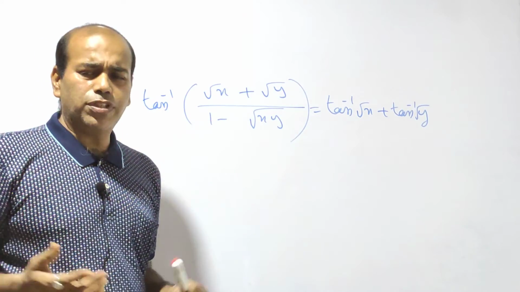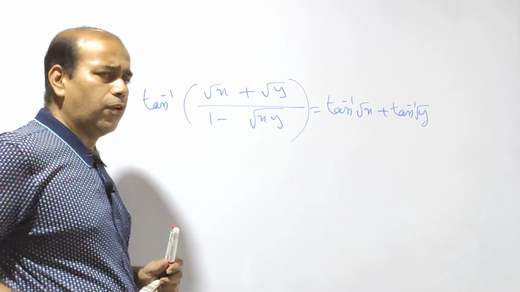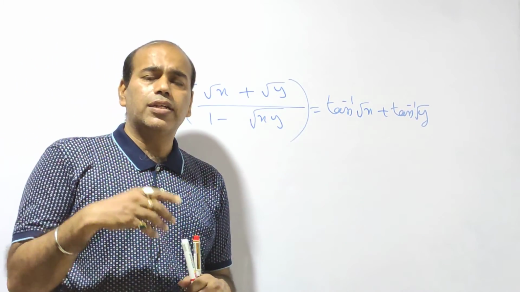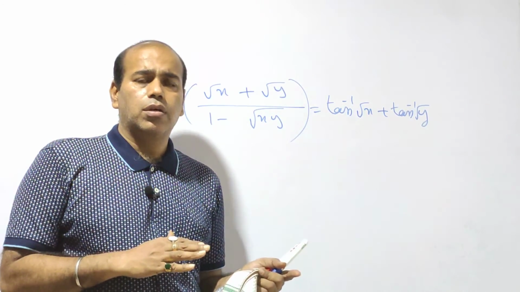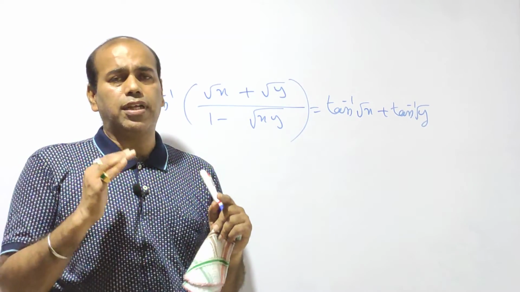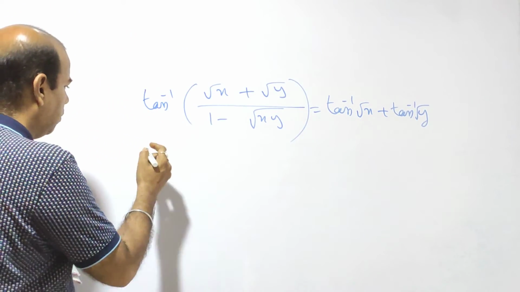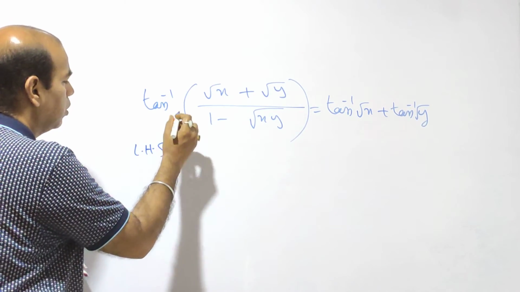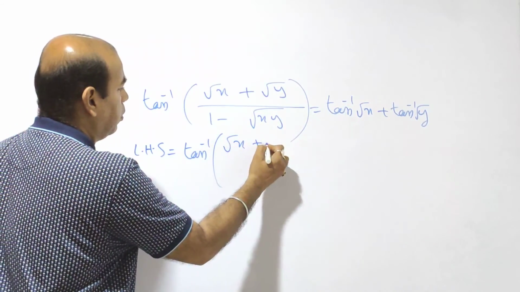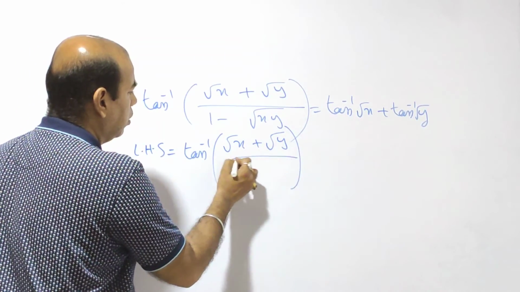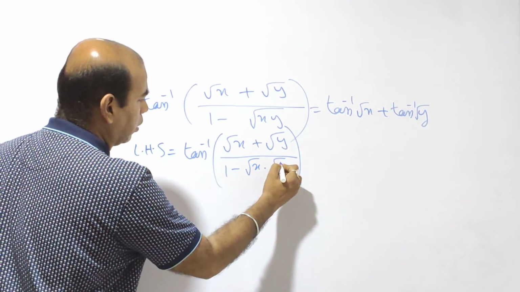You can do this question by two methods. One method, you can directly apply the formula, the tan inverse x plus tan inverse y formula, which means tan inverse of (x plus y) by (1 minus xy). Let me go from the left hand side of the question. It is tan inverse of (root x plus root y) by (1 minus root of xy). I am breaking it to root x into root y.